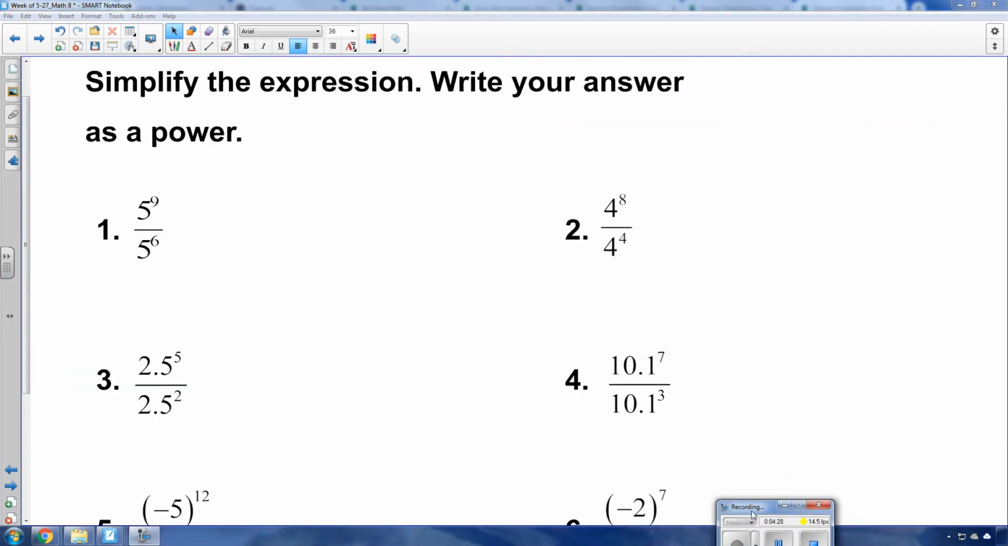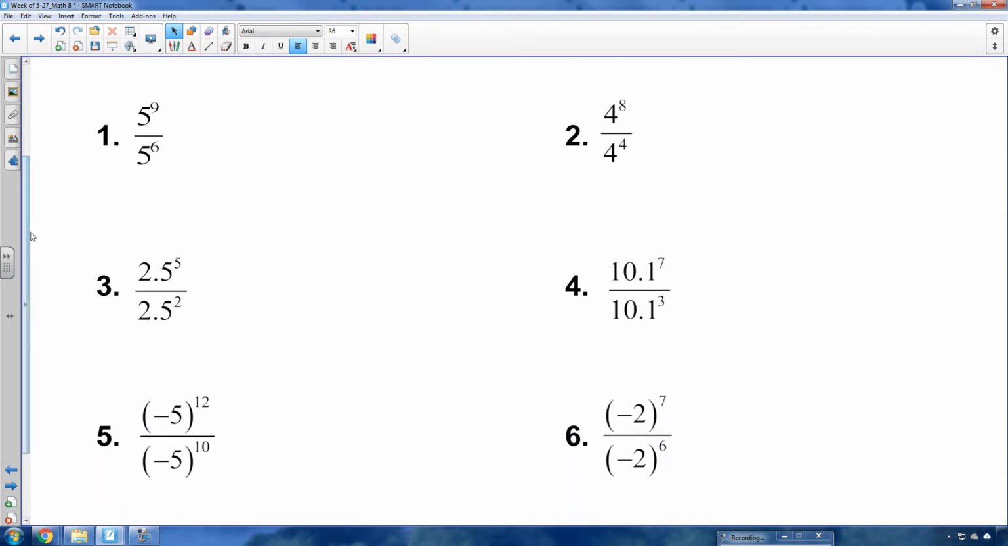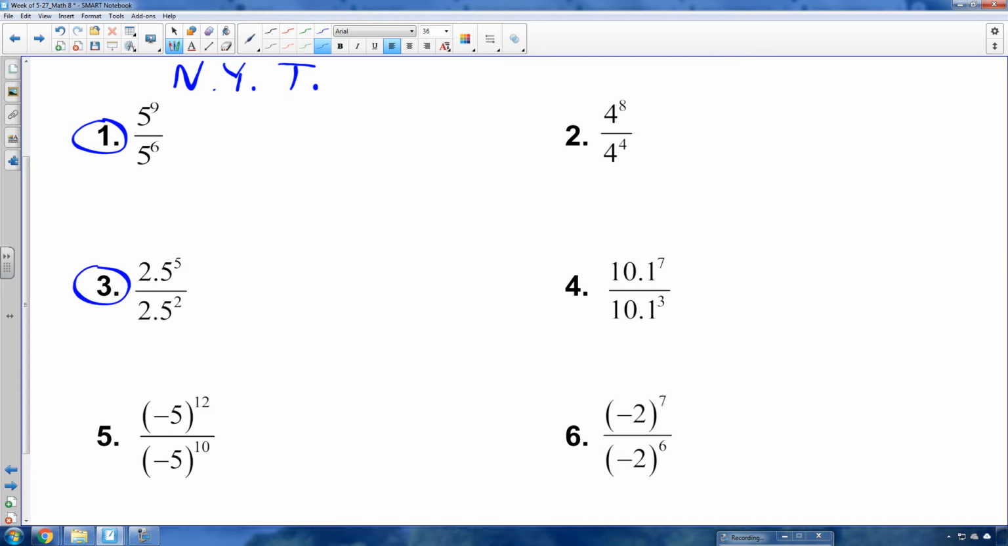So on this page, I want you to try these as a now you try. I want to look at a couple of these and think of these as a now you try. So I'll put the official now you try here, and I'll tell you which ones I want you to try. I want you to try 1, 3, and 5. So pause the video as you're working and try to give those 3 problems a shot.